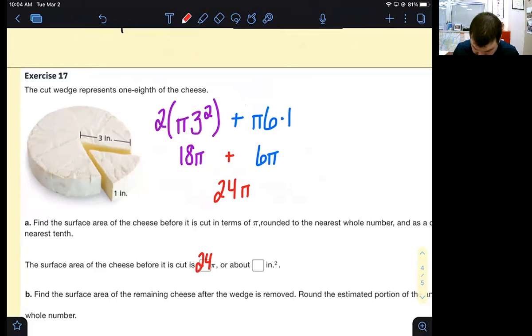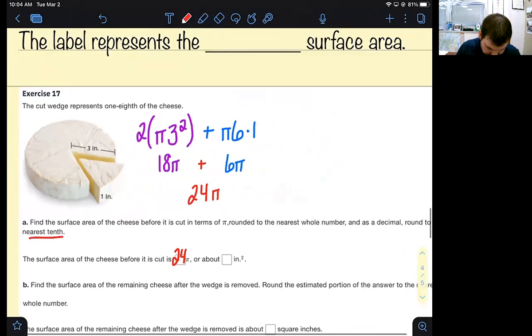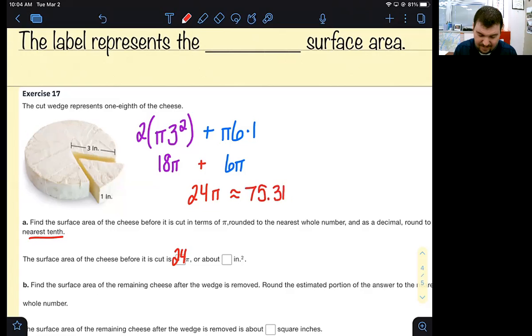Then it wants us to round it to the nearest tenth. So I'm going to use my calculator, and this is where I'm going to use 24 and then multiply by 3.14. And I get 75.36. Now remember, I have to round to the nearest tenth. And so that means 1 decimal place. So I don't want the 6, but the 6 is big enough to round that 3 up to a 4. So this is actually going to be closer to 75.4 inches squared.